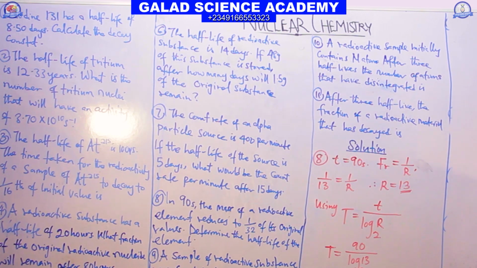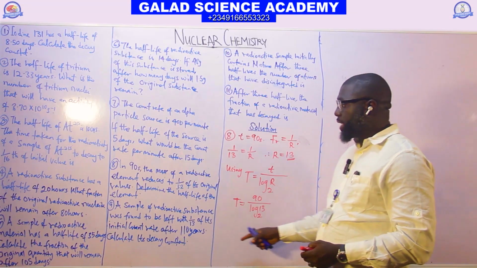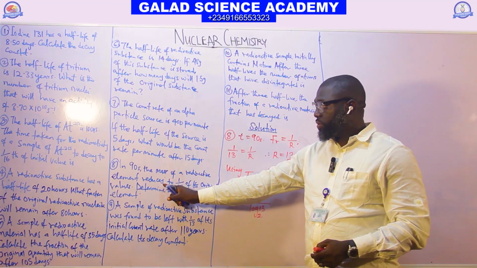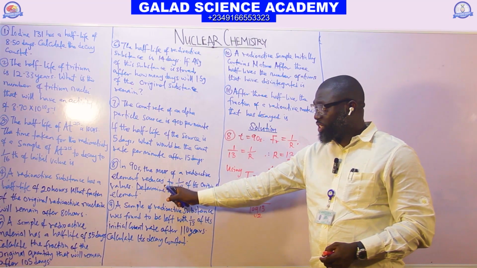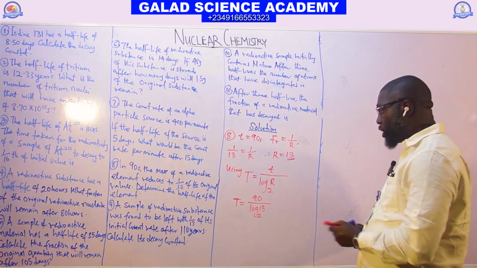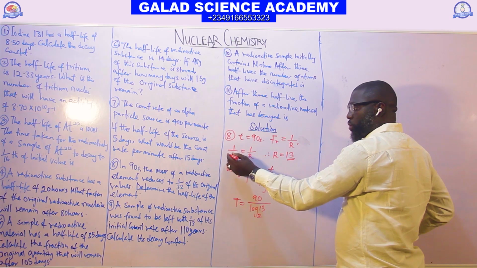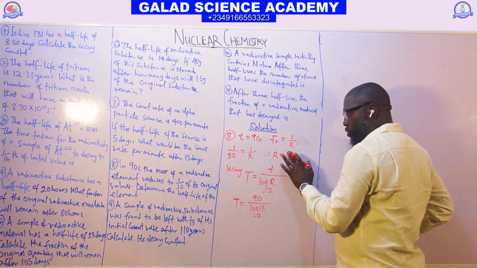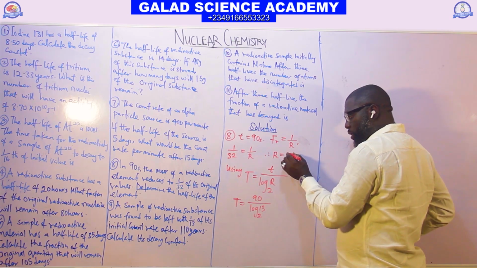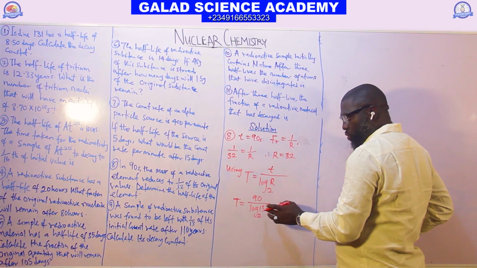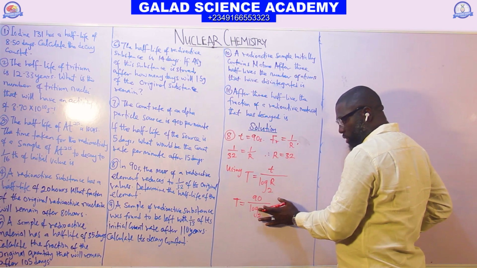So, yes, there's a little mistake here. The radioactive element reduced to 1 over 32 is not 1 over 13. Sorry. Here it's supposed to be 1 over 32. So R will be 32. Since this is equal to 32.